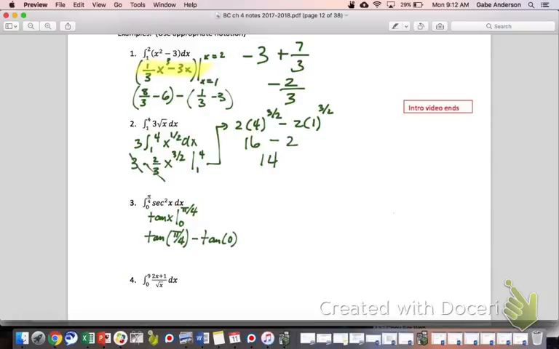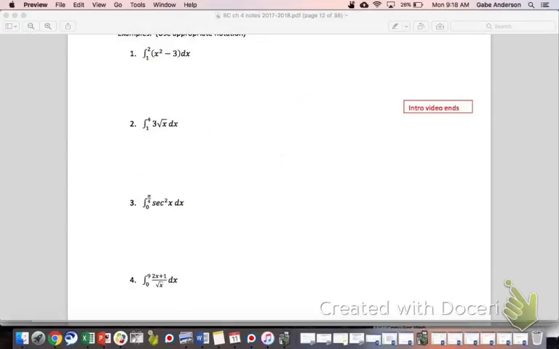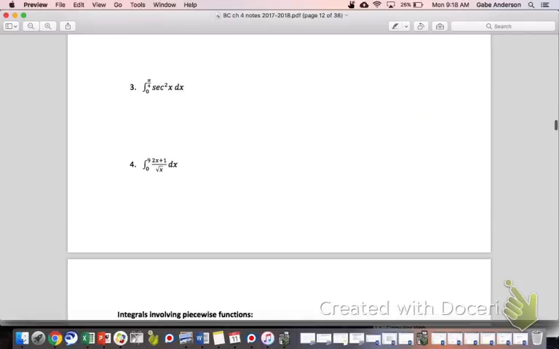Tangent of pi over 4 from the unit circle is 1, and tangent of 0 is 0. Of course you could leave it like that if you wanted to, or you went this far, how about just 1? All right, and then finally with number 4, let me move this a little bit. Number 4 has maybe the most manipulation.